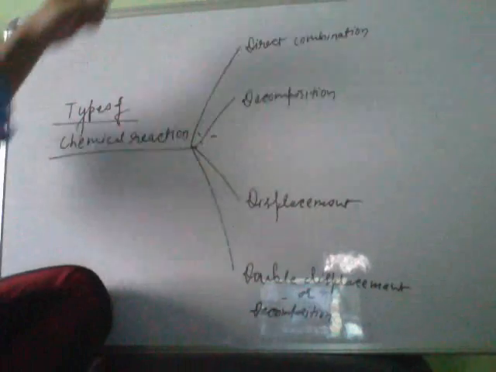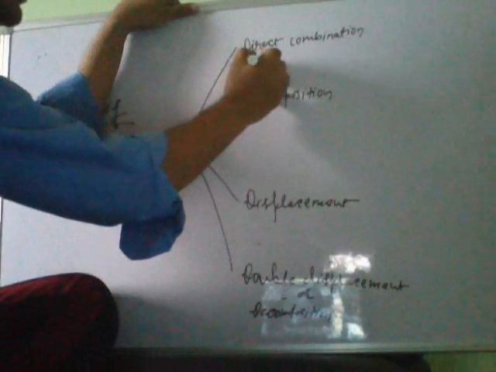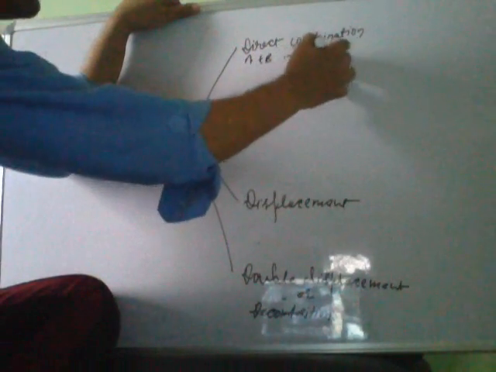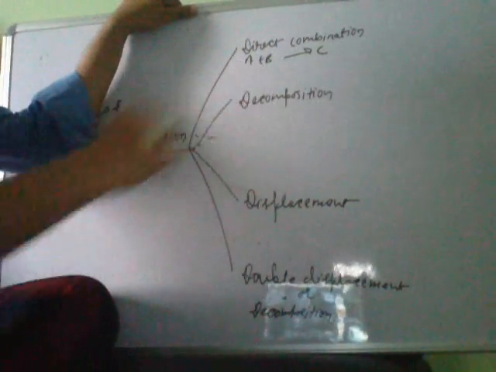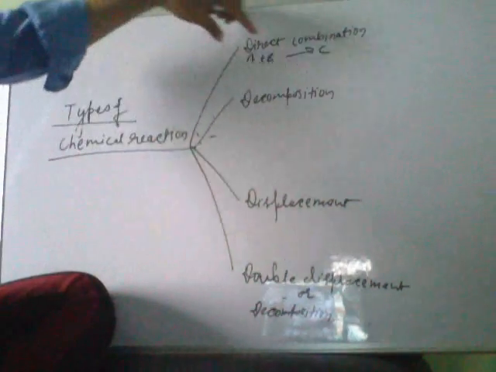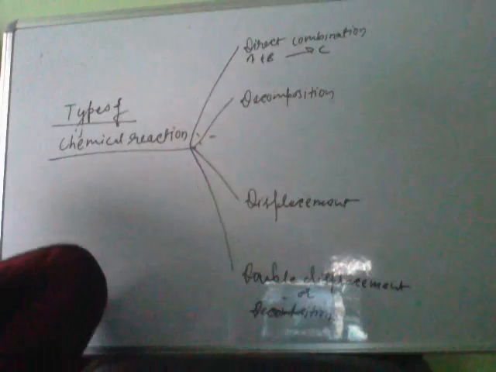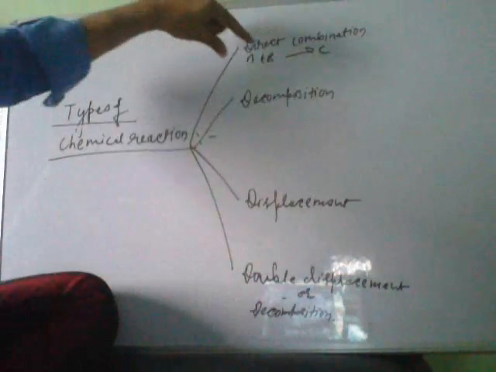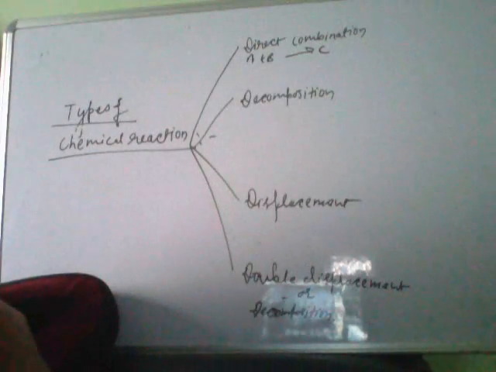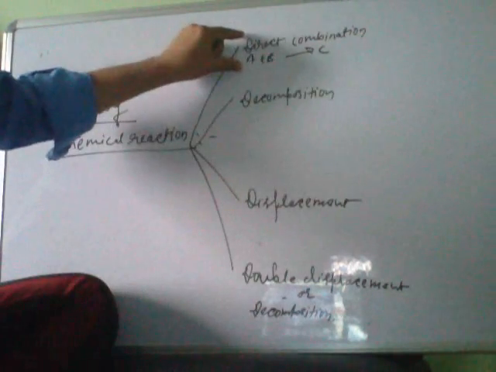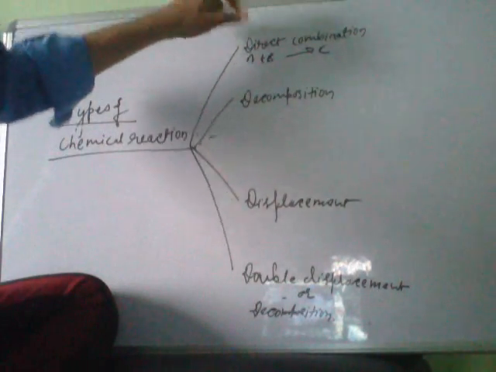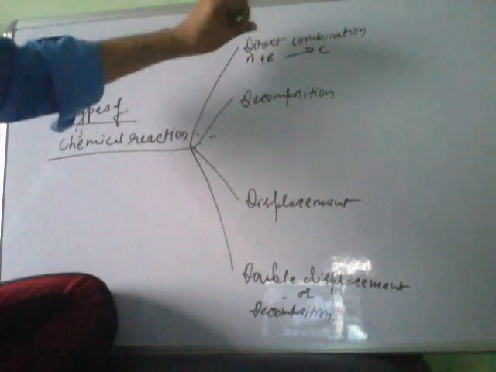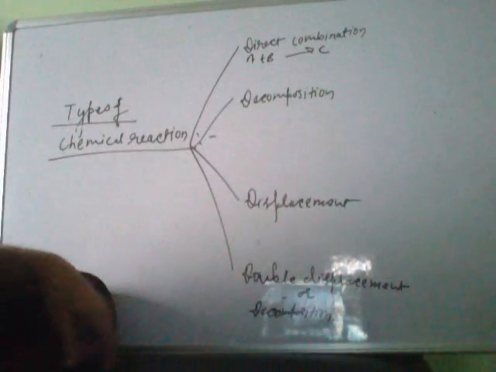Now direct combination means there are 2 reactants, A plus B, which will give 1 compound. If 2 reactants are combining, they are giving 1 compound. That is what is known as the direct combination reaction. The smaller molecules combine to form the larger molecule. This can be of 3 types: when 2 elements combine, when an element and a compound combine, and when 2 compounds combine.